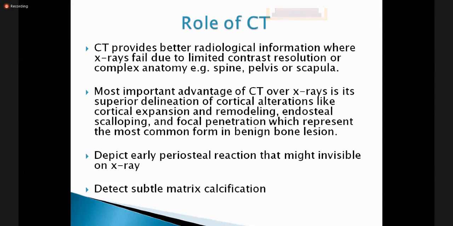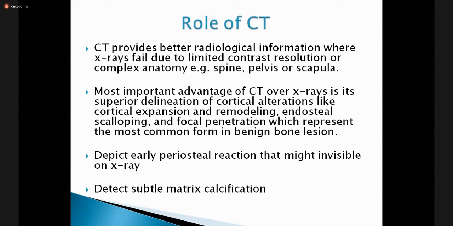CT provides better radiological information where X-ray fails due to limited contrast resolution or complex anatomy like the spine, pelvis, or scapula. In these cases, CT has more of a role.